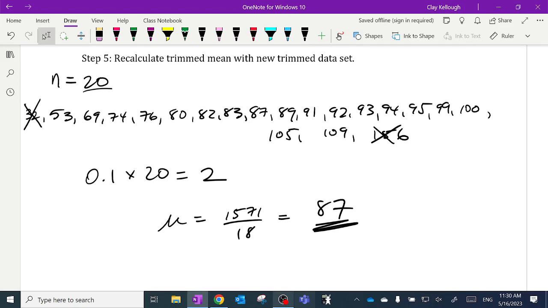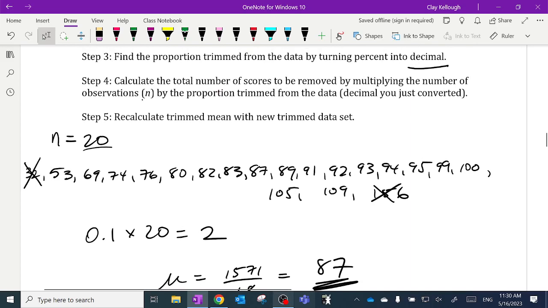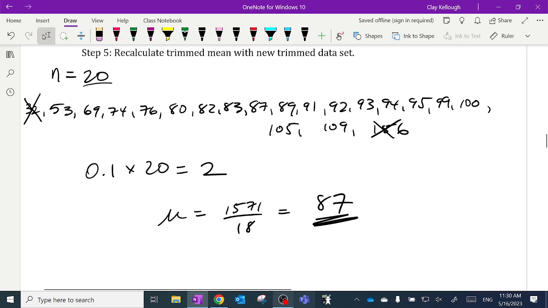Okay. If I decided to trim my mean by 20%, let's see, what would 20% be? 0.2 times 20. Then I'd have to take off that number and that number, because I'd have to take off 4 numbers. So if a question says trim your data by 20%, you do exactly what it says. What if the decimal doesn't end up being a whole number? You just round it. Obviously, you can't take 2.3 numbers off of a set of data. So you just have to round to 2.